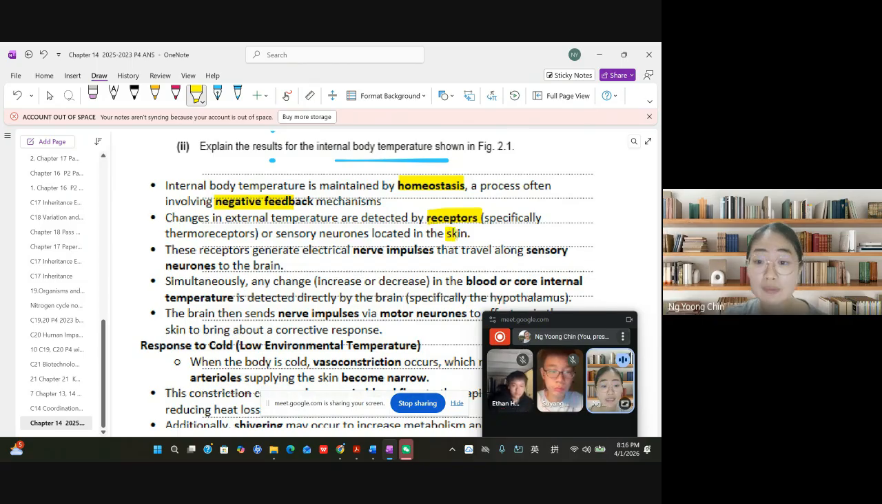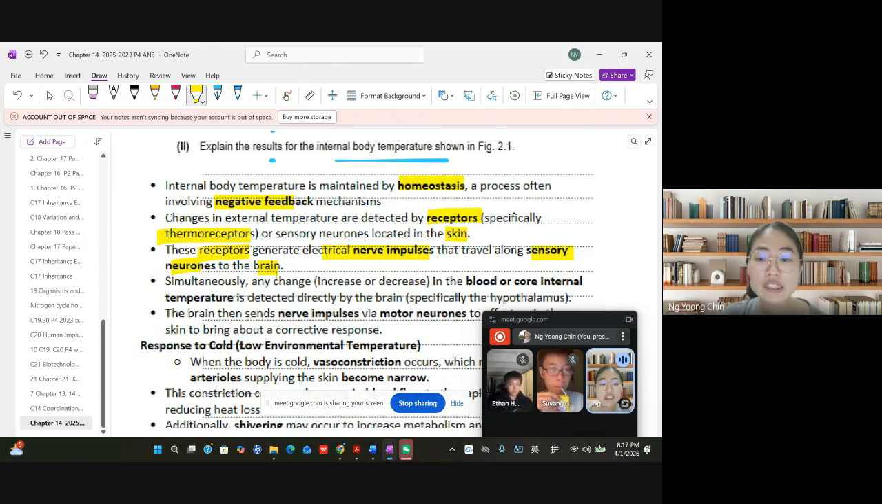Your skin has a receptor called what? Thermoreceptor. So remember the image of a receptor and sensory neuron located on the skin. The receptor detects the stimulus. So what is the function of the receptor? Receptors detect the stimulus, which is either a hot or cold stimulus. Once the receptor detects the stimulus, it starts to generate a nerve impulse, and then it travels along the sensory neuron to the brain.